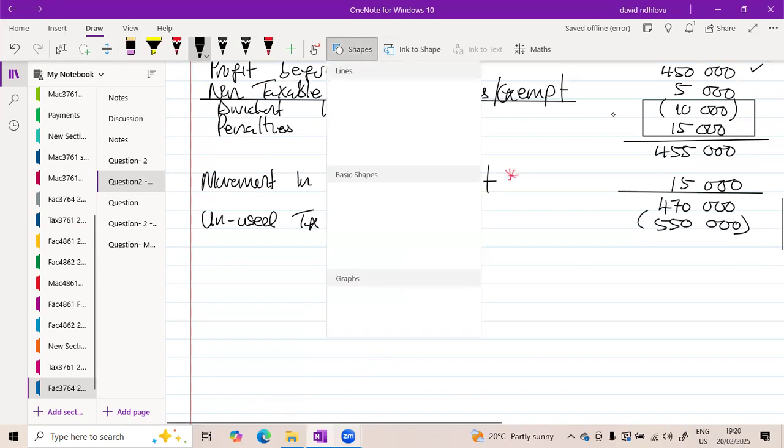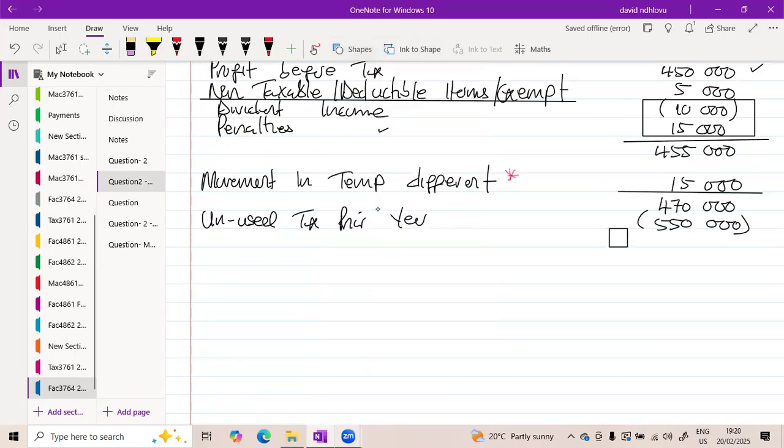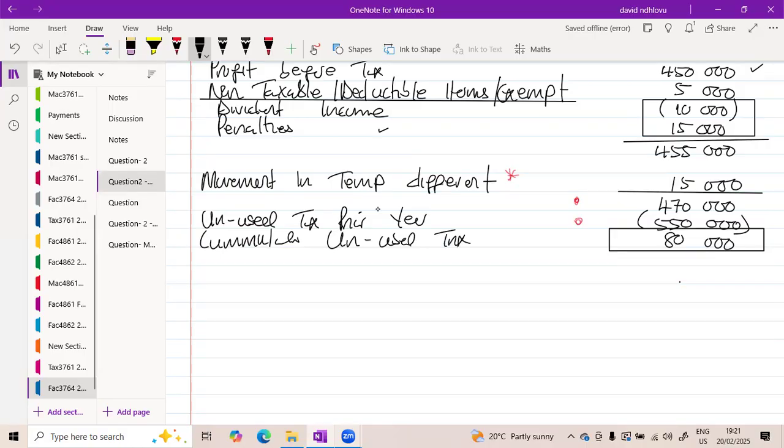Remember when you have a tax loss, when you go to the future period, you are allowed to deduct the tax loss from the taxable income of that particular year. So in this instance, we can see our positive taxable income before the tax loss is 470. But we have a tax loss of 550. So when we deduct, it means we are still having a negative amount of 80,000 remaining. So this is cumulative, unused tax loss.